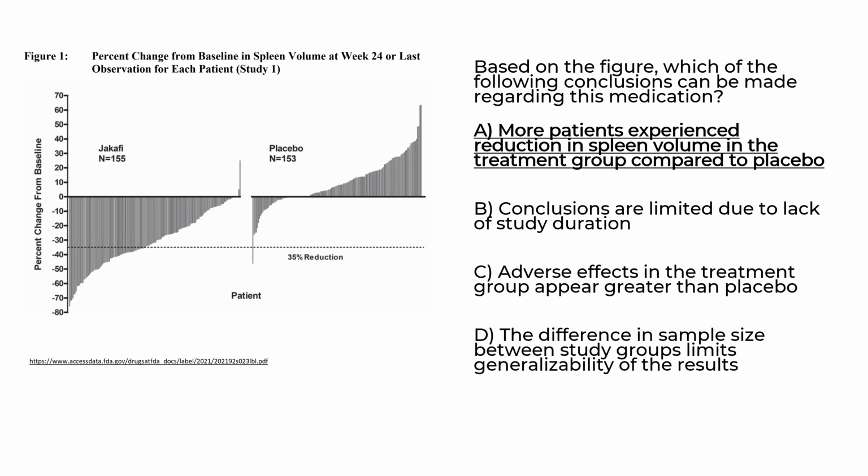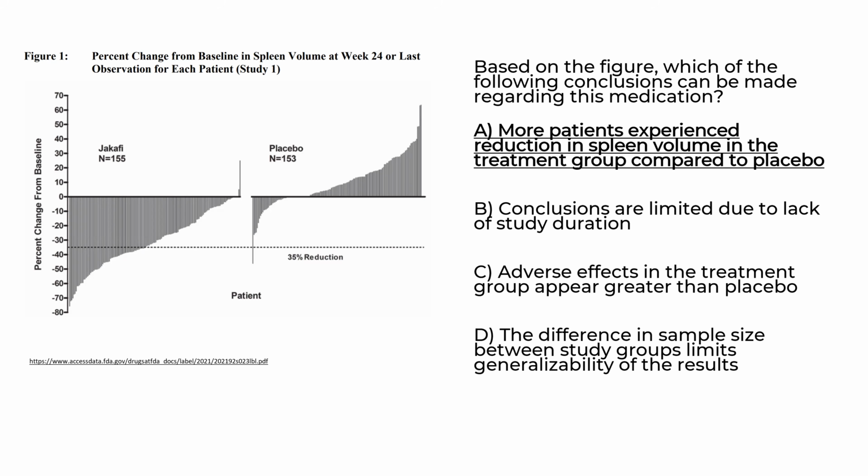And then D, the difference in sample size between groups limits generalizability. So again, that's always something to keep in mind, but a difference of a couple of patients when the sample size is as big as 150 is totally fine. If it was 100 versus 150, maybe you'd start to think that there was some limit here of generalizability based on the lack of sample size between one of the groups.